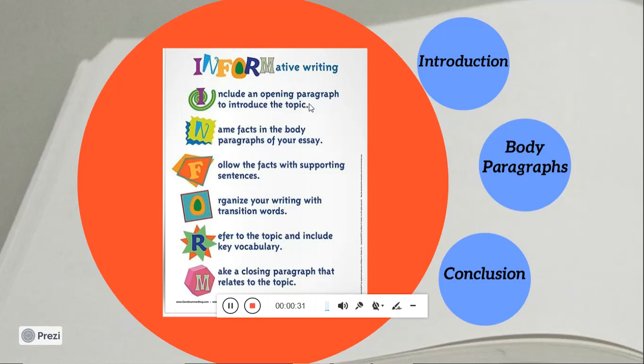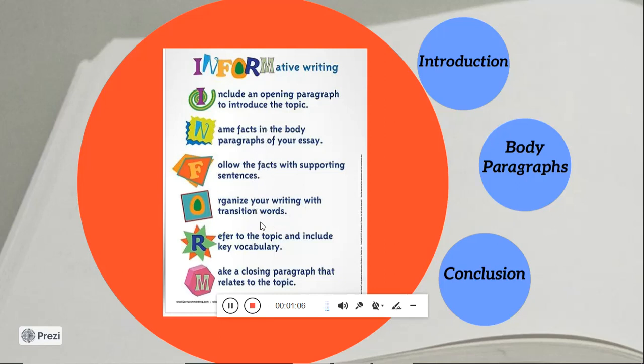يبقى في البداية لازم يكون عندك introduction or an opening paragraph. The second one, name facts in the body paragraphs of your essay. So here you write some facts. Try to use only facts, حقائق فقط. حاول تتجنب تتكلم عن رأيك الشخصي. Avoid personal opinions. Follow the facts with supporting sentences. These facts, try to make some supporting sentences. يكون في جمل بتدعم هذه الحقائق اللي موجودة أو تتكلم عنها.